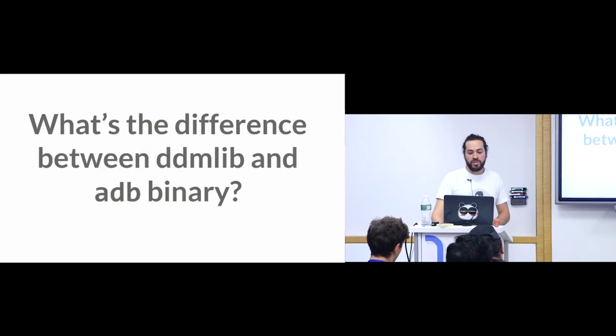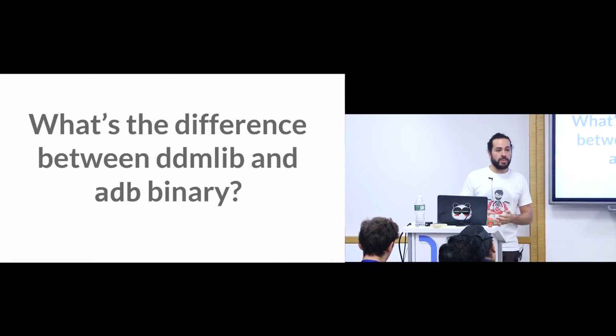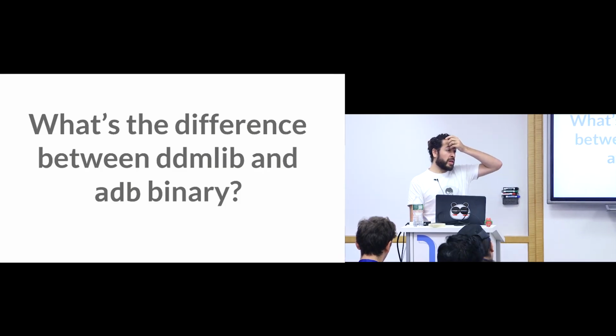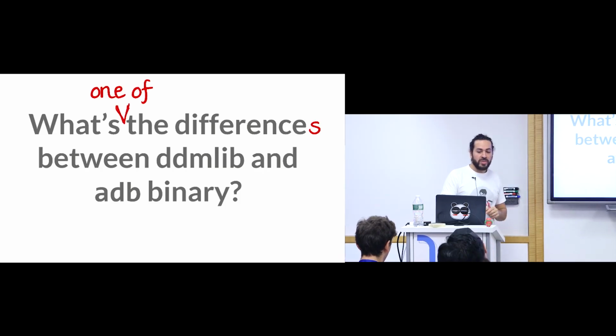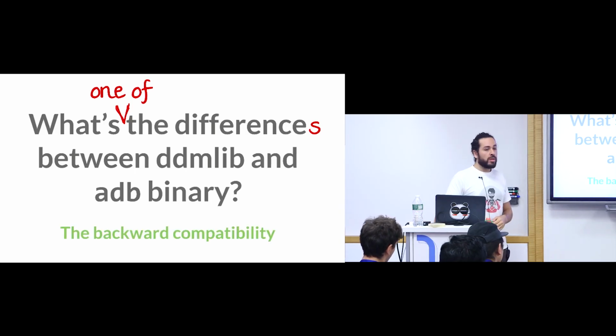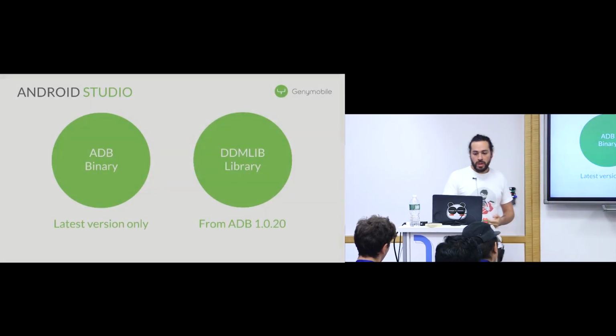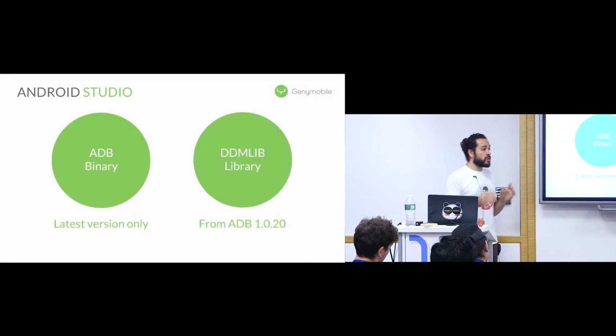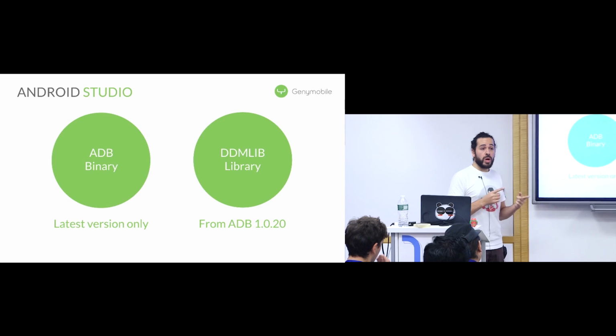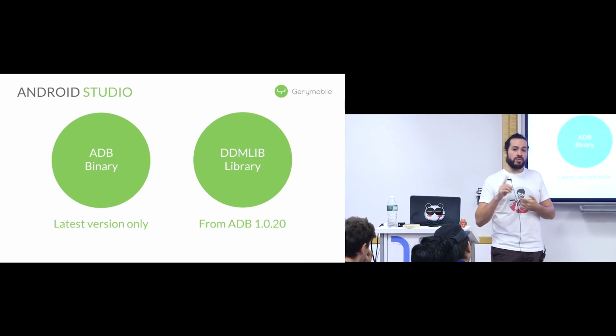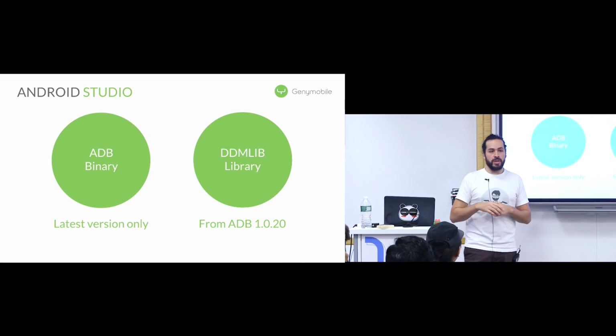Okay, so what's the difference between DDMlib and the ADB binary? Actually, that's a question that I want to precise. The most important difference for me is the backward compatibility. The ADB binary supports only the last version. That's the reason why you have this problem of a server that is not compatible with your ADB, etc.